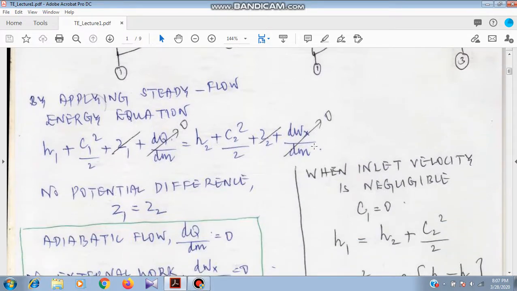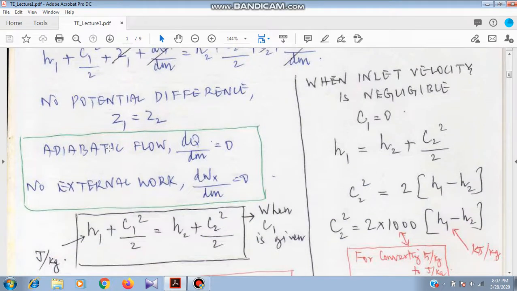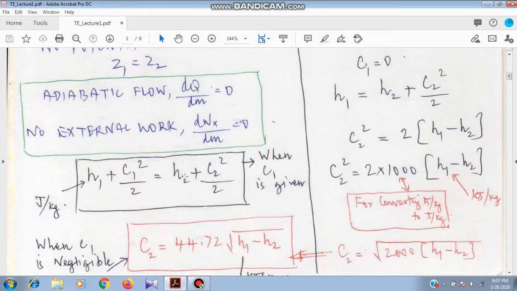So by taking those values as 0, and by putting z1 equal to z2, the equation reduces to h1 plus c1 square by 2 equal to h2 plus c2 square by 2. So that is the fundamental equation for a nozzle. And when substituting here, your h1 and h2 should be in joule per kilogram. Basically, we are taking values from the steam table or Mollier chart, where the unit is kilojoule per kilogram, and when substituting here, you convert to joule per kilogram.